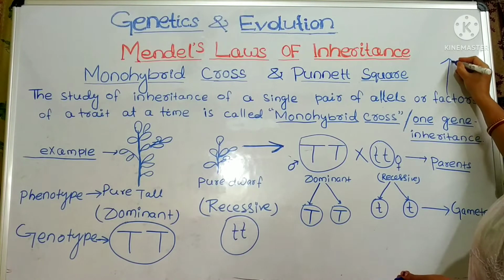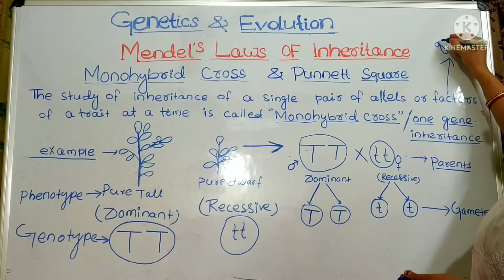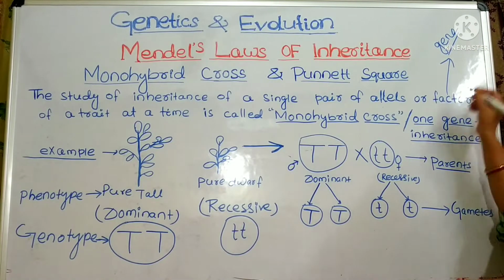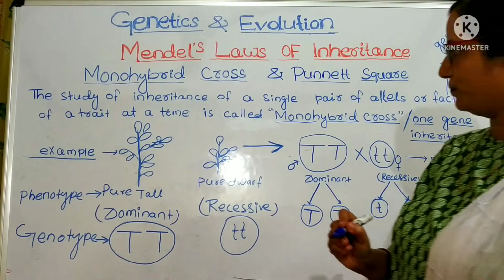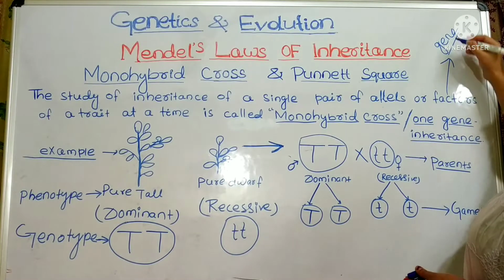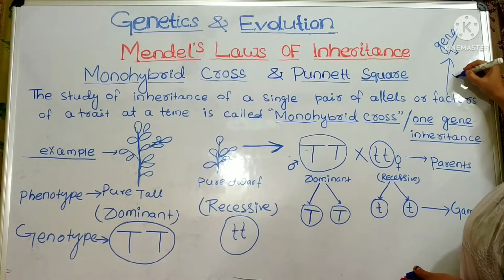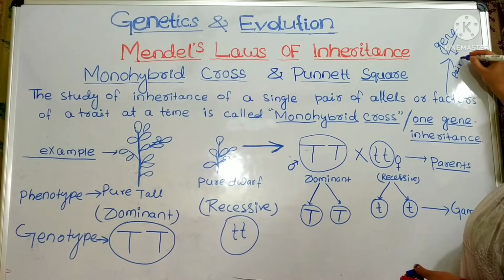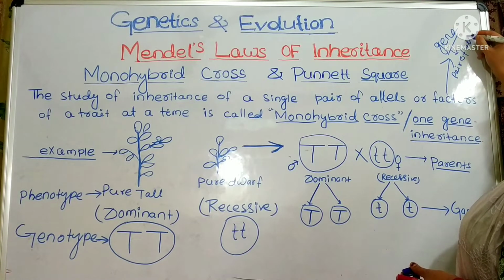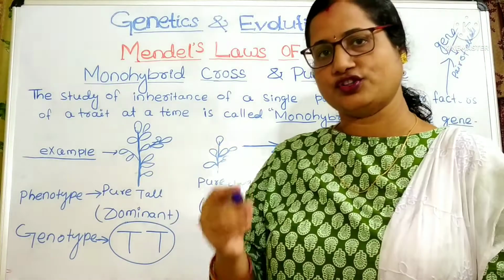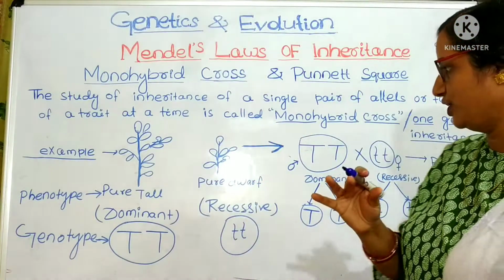Factor is nowadays known as gene. The other name of gene is factor. And a single gene contains a pair of alleles, which we have already discussed in the previous video.